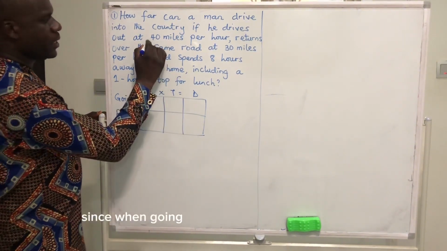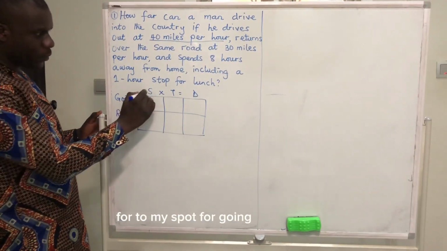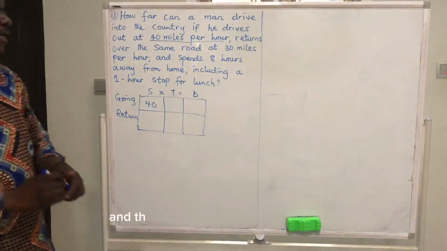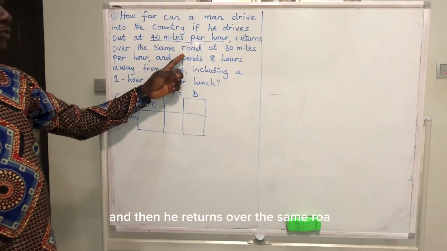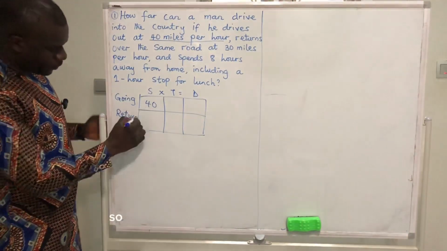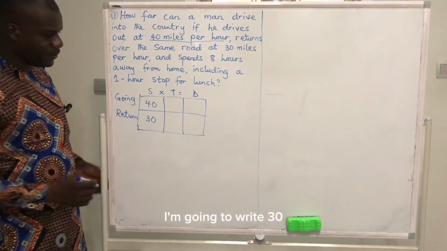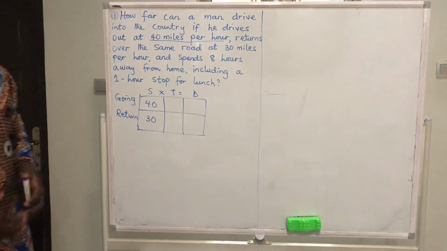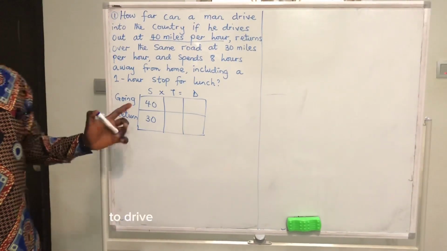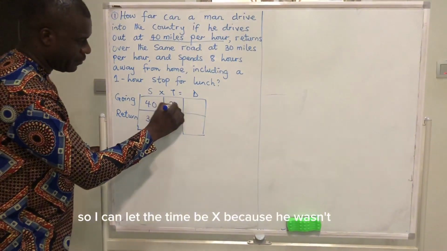Since when going, the man drives out at 40 miles per hour, for going under speed, I'm going to write 40. Is this clear? Then he returns over the same road, take note, at 30 miles per hour. So for return, under speed, I'm going to write 30. They didn't give us the time it took the man to drive to where he was going, so I can let the time be x.